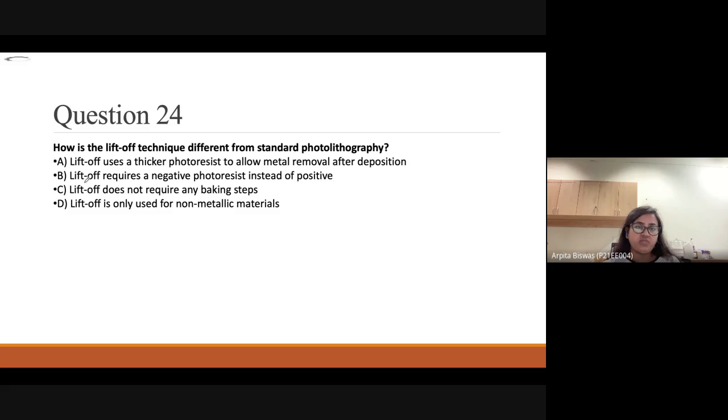How is the lift-off technique different from standard photolithography? First, lift-off uses a thicker photoresist to allow the metal removal after deposition. Second option is lift-off works with negative photoresist instead of positive. Third option is lift-off does not require any baking steps. And option D is lift-off is only used for non-metallic materials. Try to find out the right answer.